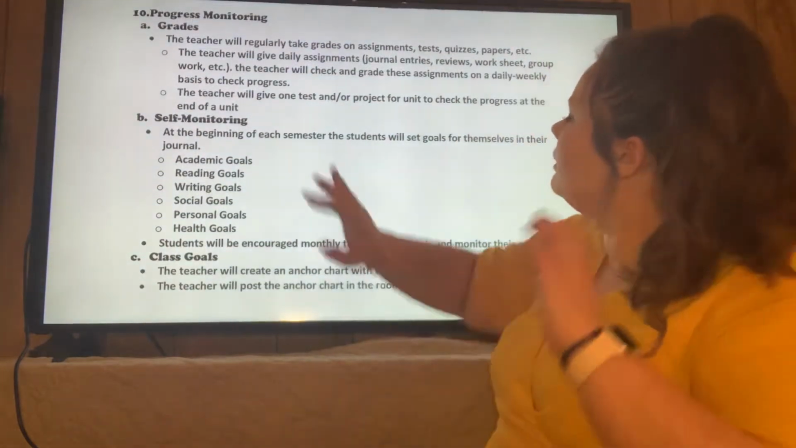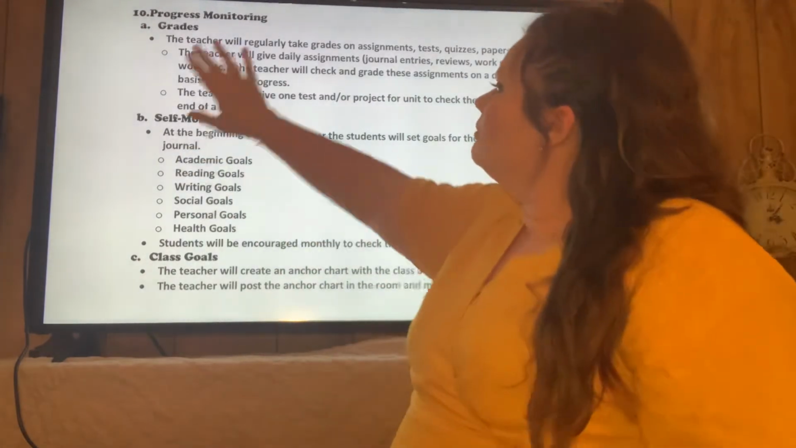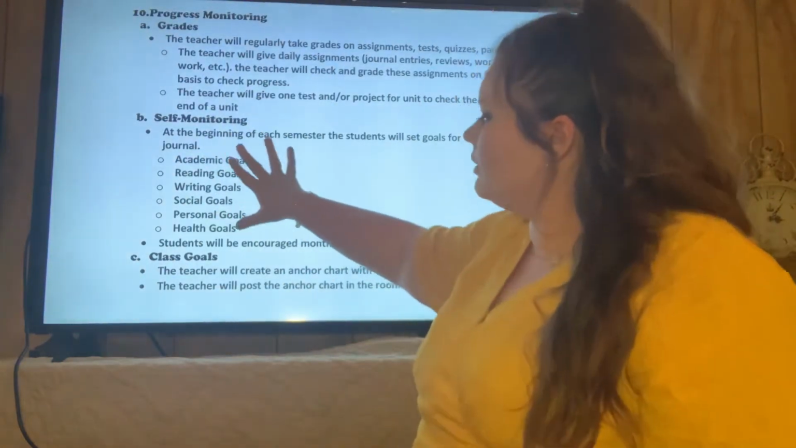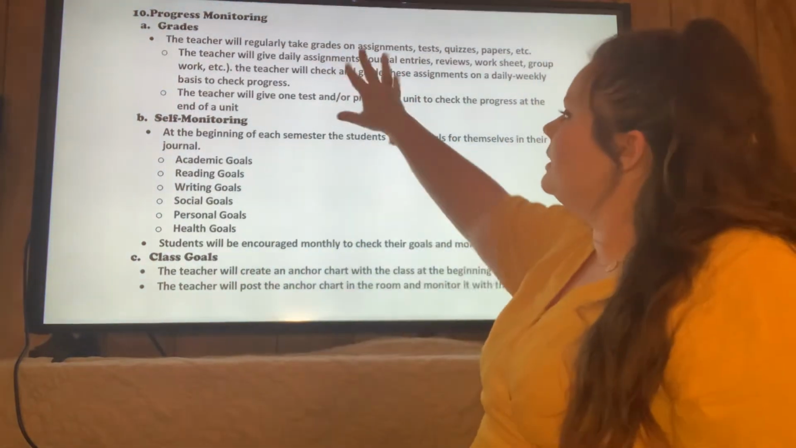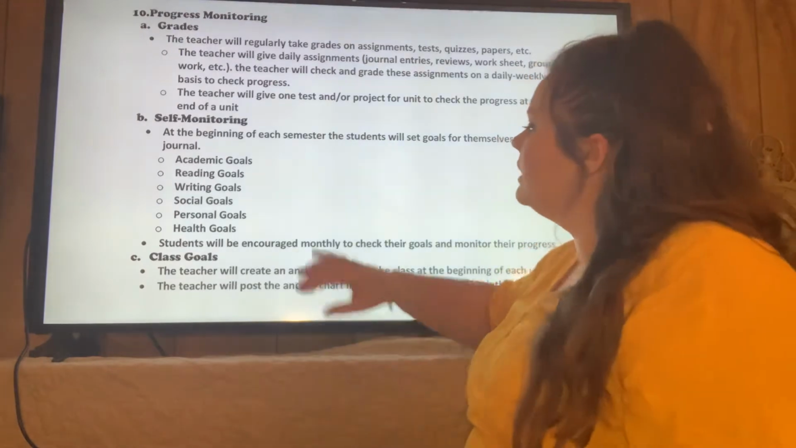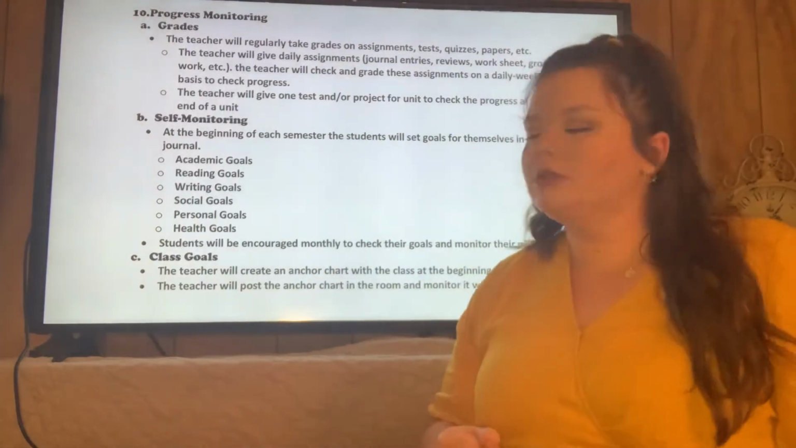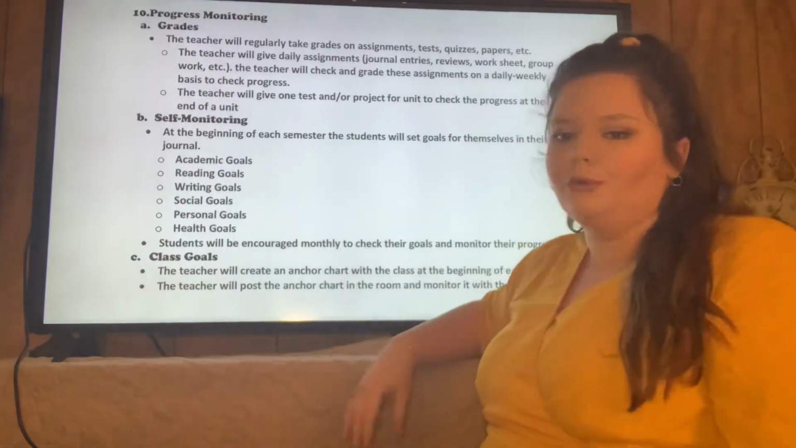Then I have a progress monitoring section, and I divided this into 3 sections. I have progress monitoring for grades, self-monitoring, and class goals. Grades is pretty normal, like grading how I'm going to monitor their progress. Then I have self-monitoring. I want to have my students set up goals in their journals, so this way they can kind of monitor their own goals for the year.